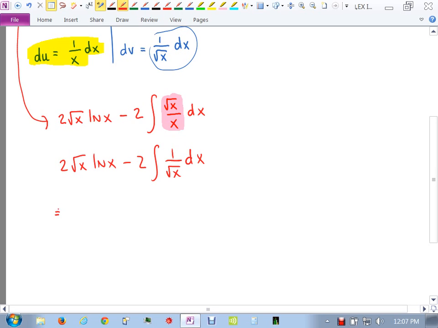It is what? 2 root x? 2 root x, right? But I have a negative 2 out there, so it'll become negative 4 root x plus a constant. So there's my antiderivative. But now I need to go back to the original problem and plug in my limits of integration and get a numerical answer, but into this antiderivative, which I'm going to go back up on the page and do it.